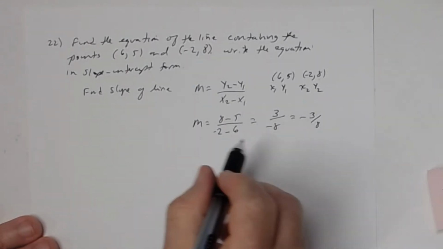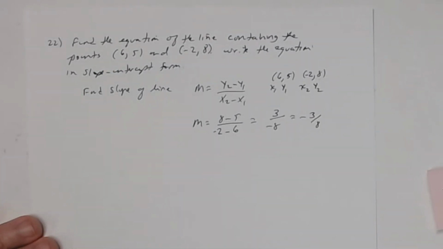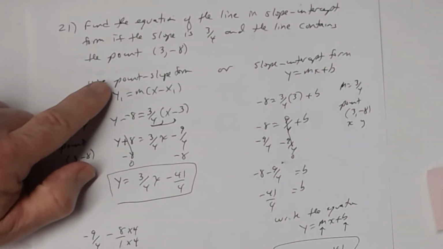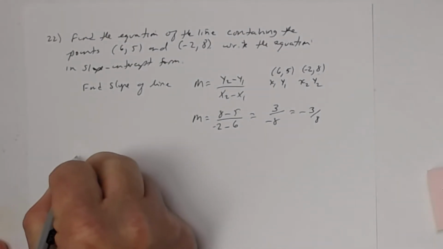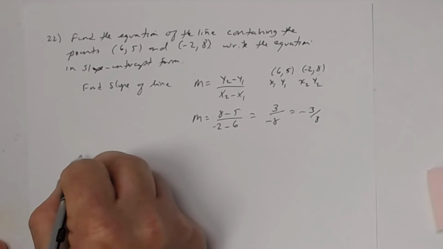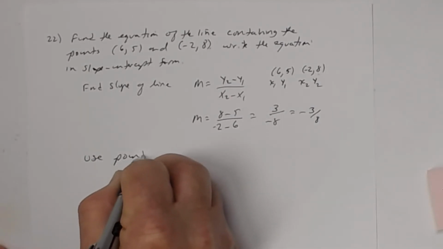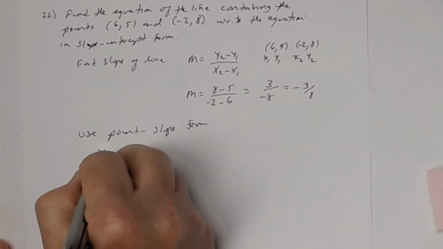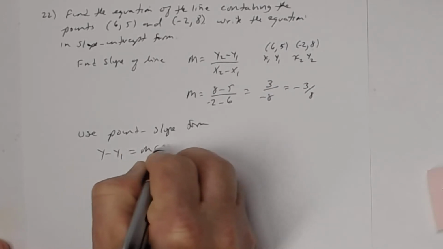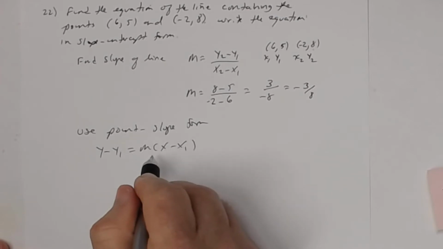Okay, now I found the slope. Now I want to find the equation of the line. So remember, there are 2 approaches you could use. Some of you will use point slope. Some of you use slope intercept form. Does not matter. All right, so let's do both. So some of you are going to say, I'm going to use point slope form. Okay, that's fine. If you use point slope form, you're going to say y minus y1 equals the slope times x minus x1, right?